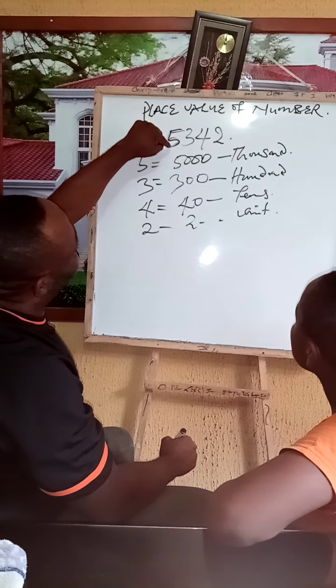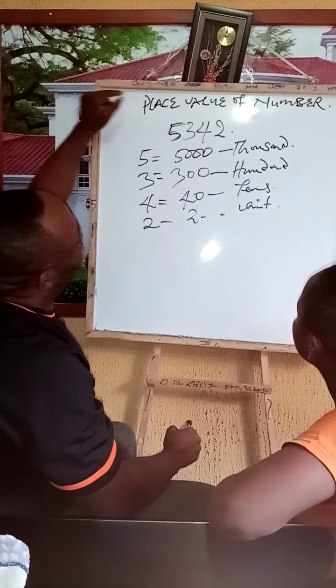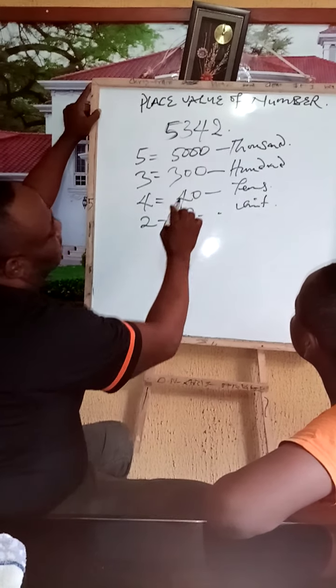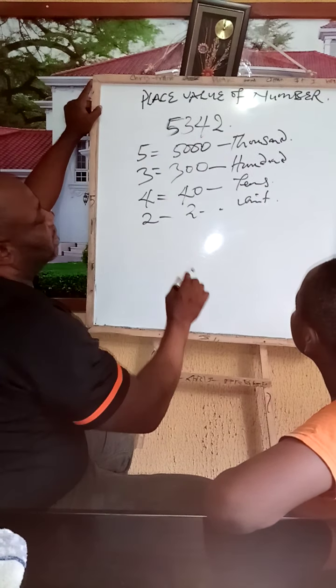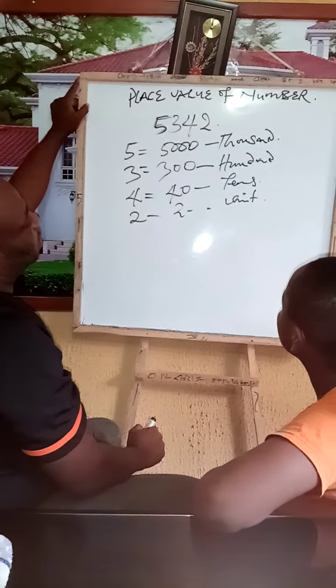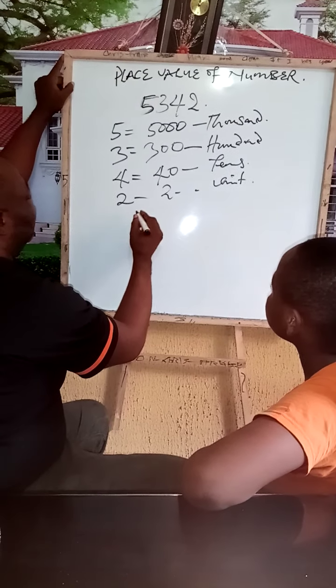So the place value of 5 is what? Is in the thousand. Then the place value of 3 is in the hundred. While the place value of 4 is in the tens. And this is the last one, 2. That is what? In units. Is that clear?